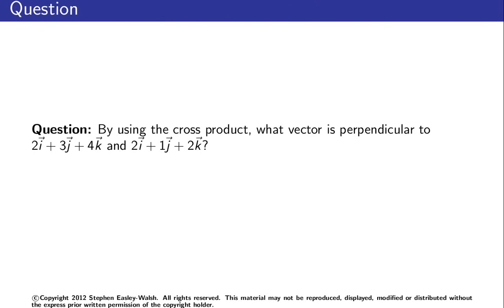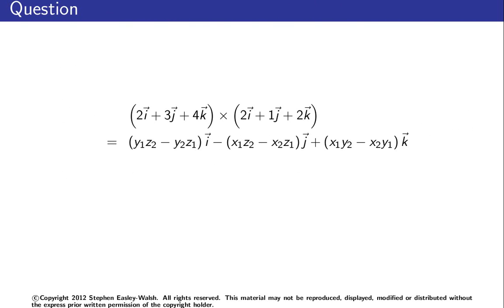Let's have a look at an example. By using the cross product, what vector is perpendicular to 2i plus 3j plus 4k and 2i plus 1j plus 2k? So I need to cross these together. So it's just a matter of using the formula. So it's 3 times 2, which is 6, minus, now that should be, I think I made a slip here. That should be a 4 actually, 6 minus 4 I think. And then the next one is 2 times 2, which is 4, minus 4 times 2, which is 8. Yes, that one's right. And then the last one is 2 times 1, which is 2, minus 3 times 2, which is 6.